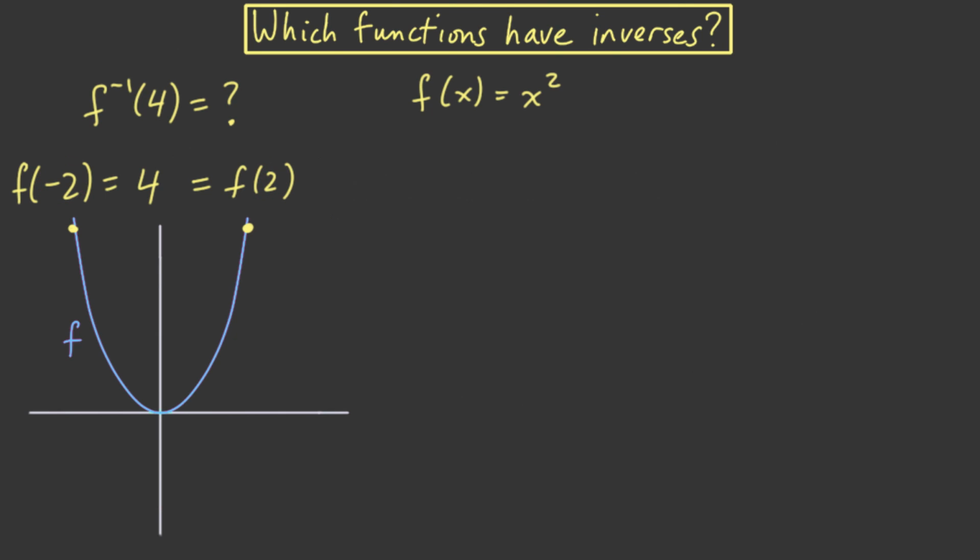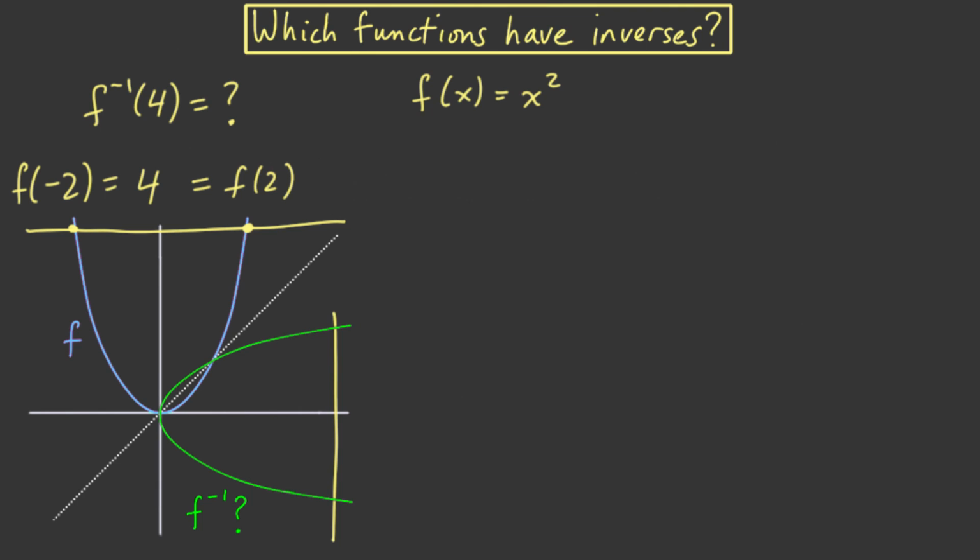Graphically, we see that the problem is that this horizontal line intersects the graph in more than one point. And remember that if f has an inverse, the graph of the inverse would be the reflection across this line. Well, this is what we get as the reflection of the parabola, and the horizontal line is now a vertical line. So this reflected graph fails the vertical line test. It's not a function.